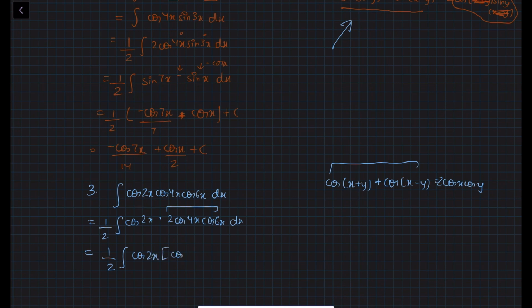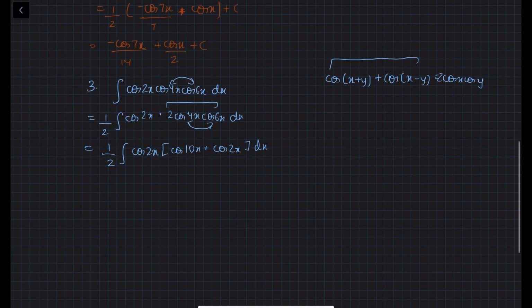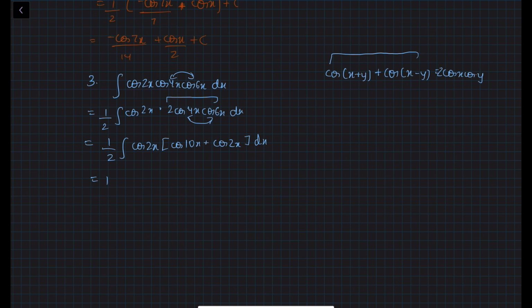Times cosine, add these two, 10x, plus subtract these two, that's cosine of negative 2x. But you know that cosine of negative something, we can just get rid of the negative sign because it's an even function. That's just going to be cosine of 2x with respect to x, of course. And now we're just going to multiply this out. That becomes cosine 2x cosine 10x plus cosine square of 2x dx.